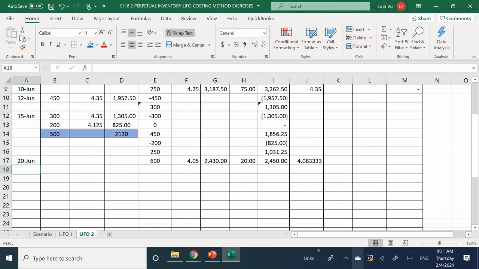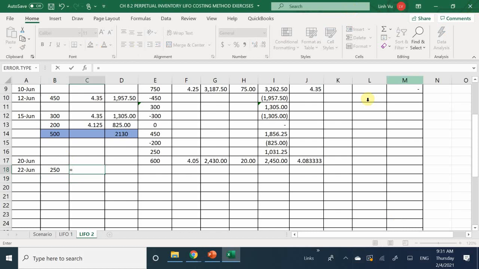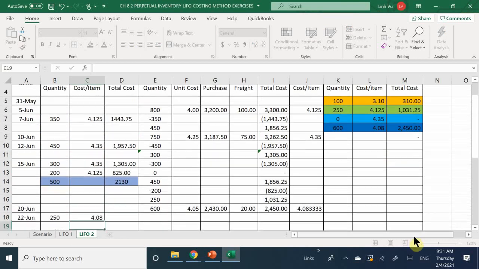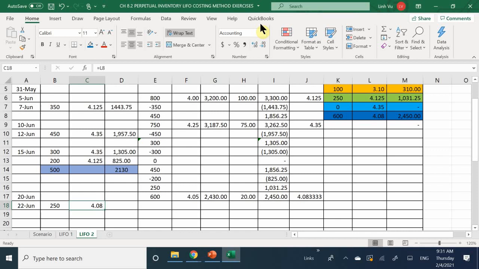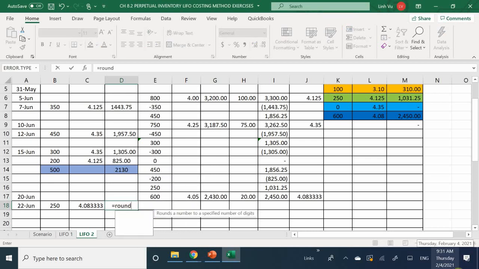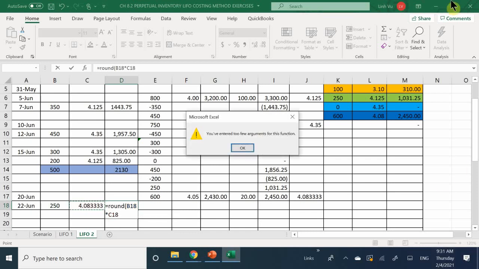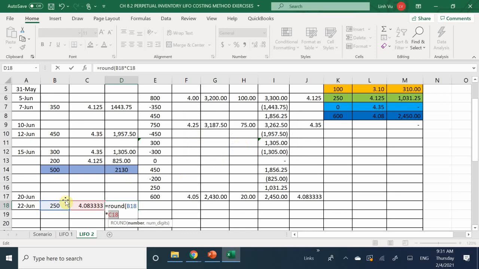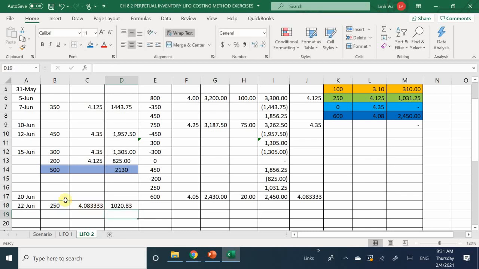So here we are, June 22nd. We sold 250 units. We know that it's going to cost me this 4.08, yada, yada, yada. So I'm going to expand it so you guys know I didn't round it. Okay, and then now we have to do our equal round formula. So again, equal round. I forgot to do my comma too. Comma 2. And what do I get? What's my total cost of goods sold here? 1020.85. 1020.83. And I'm going to go ahead and eliminate that right away.